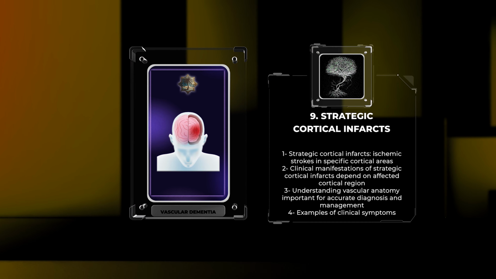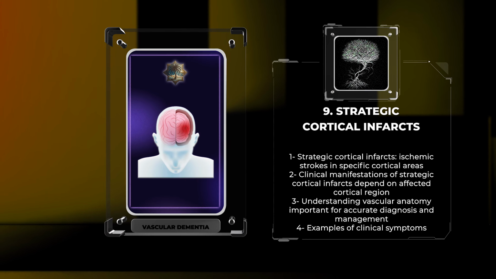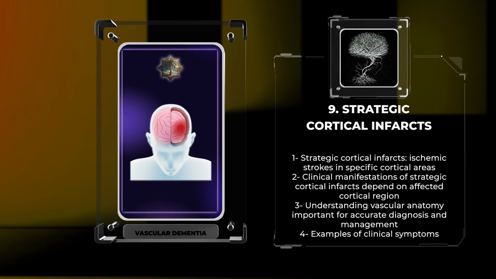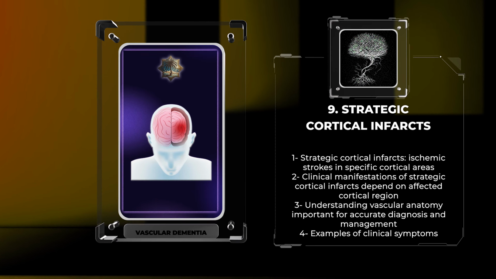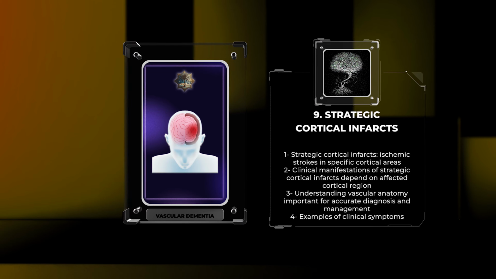For example, infarcts in the primary motor cortex can lead to contralateral hemiparesis, while those involving the language areas may cause aphasia. Understanding the vascular anatomy and the clinical consequences of strategic cortical infarcts is crucial for accurate diagnosis, prognosis, and management.